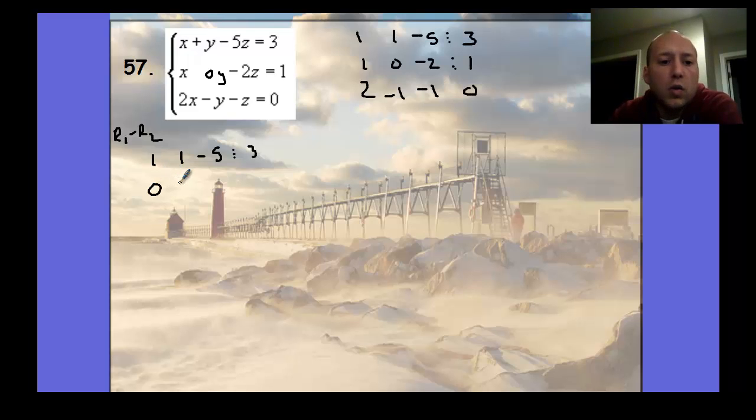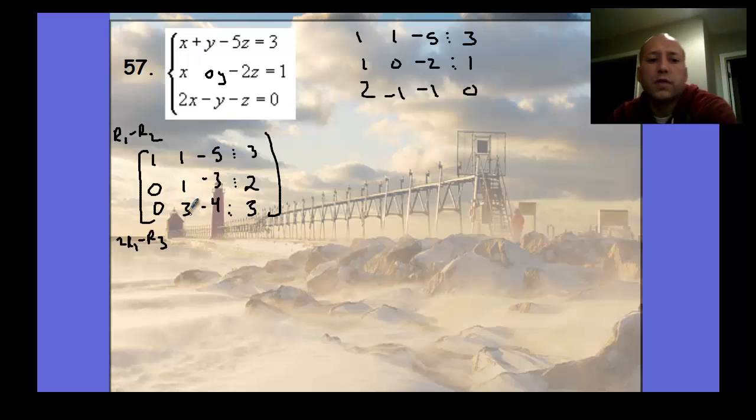So I get 0. 1 minus 0 will be 1. Negative 5 minus negative 2, so we have negative 3. And then 3 minus 1 is 2. And then I can also do 2 times row 1 minus row 3. I could multiply the second equation by 2 and subtract and find a new third one as well. It would not matter. So 2 minus 2 would be 0. And then 2 minus a negative 1 would be 3. Negative 5 minus negative 1, so we have negative 4, and then 3 minus 0, so we have 3.